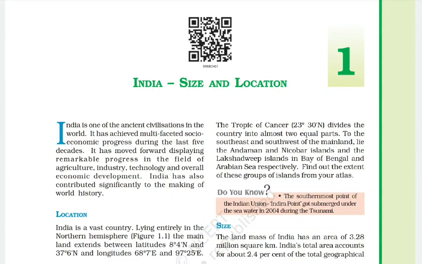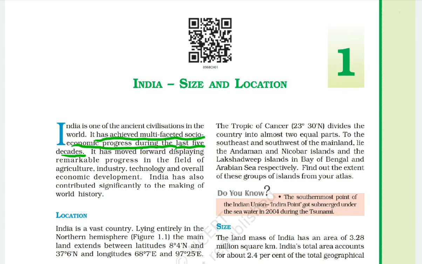Welcome to Excellent Point. Today we are going to cover the first chapter of Geography, which is India: Size and Location, for class 9th CBSE. As you know, India has achieved multifaceted socio-economic progress during the last 5 decades. In this chapter, you will learn about India's location, size, India and her relationship with the world, and India's neighbors.